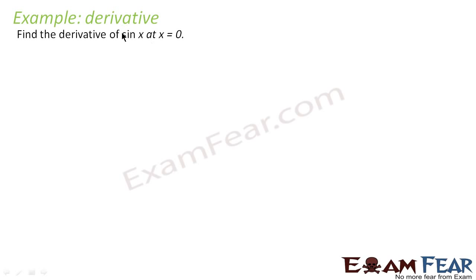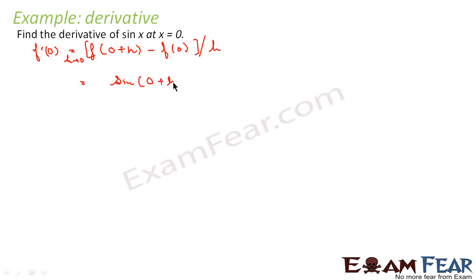Here we have to find the derivative of sin x at x equal to 0. So here also we will write f dash 0, because x equal to 0 we will find. This is nothing but f of 0 plus h minus f of 0, the whole thing divided by h, and we say h tends to 0. Correct? So this comes out to be sine of 0 plus h minus sine 0 by h, where h tends to 0.